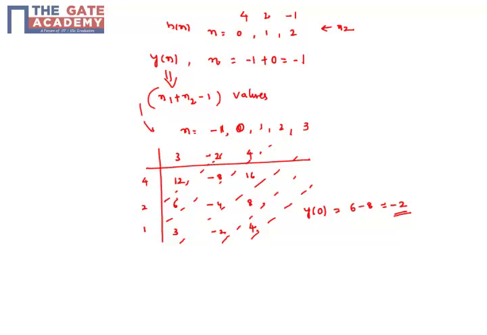So what is he asking? He is asking at n equal to 0. So at n equal to 0 it is nothing but 6 minus 8. So its value is minus 2.